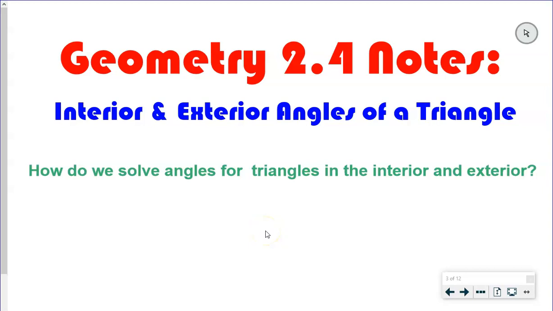So in this video today, we're going to talk about the interior and exterior angles of a triangle. By the end of this lesson, we will be able to answer the question: how do we solve angles for triangles in the interior and exterior?